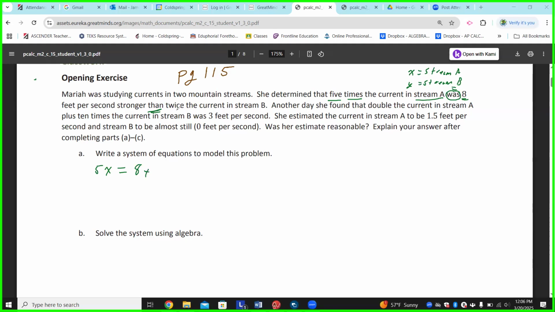And it says plus twice the current in stream B. How would you represent that in symbols? 2y.